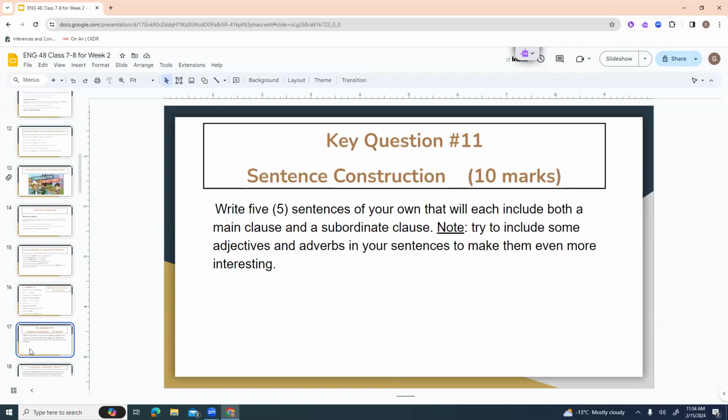They want you to write 5 sentences of your own that will include both a main clause and a subordinate clause. Try to include some adjectives and some adverbs in your sentences to make them even more interesting. Okay, so those are the things I'll be looking for. It has to have a main clause and a subordinate clause, and should include some adjectives and some adverbs. Okay, on to our next one.